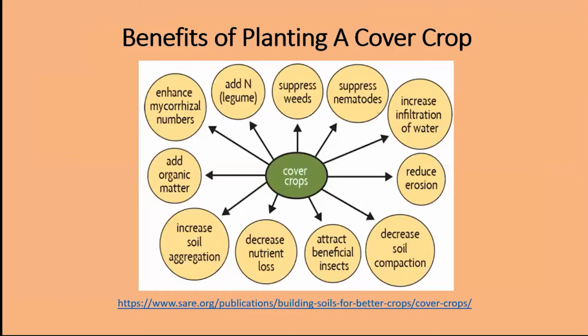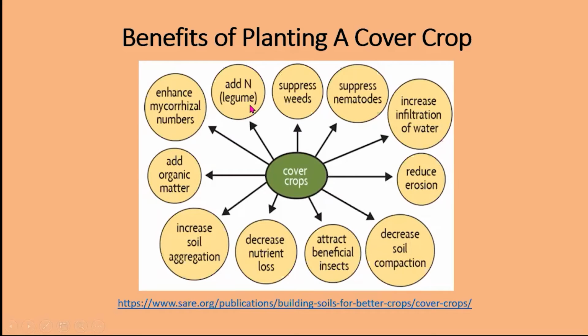Look at the many benefits of planting a cover crop. We plant ours in after we've harvested our summer crop, and it does a lot of good during the winter. It comes up in time to be a crop there that will protect the soil. It'll reduce erosion, decrease the compaction of the soil that occurs when all the winter rains land on it. It can help attract beneficial insects, and it can decrease the loss of nutrients, increase the soil aggregation. It'll add organic matter just by being put into the soil. It can improve mycorrhizal numbers.